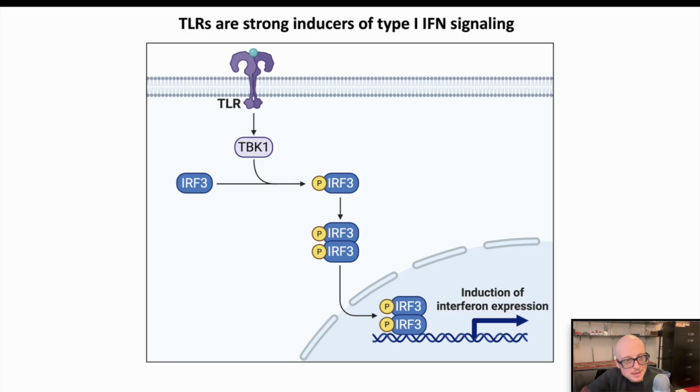Okay, that's about as much as I am going to say about TLRs in this video. And so we can move on down the list to some of the other families of pattern recognition receptors. And we're going to see there's still a lot of convergence in terms of the types of signaling that other types of pattern recognition receptors are going to induce.